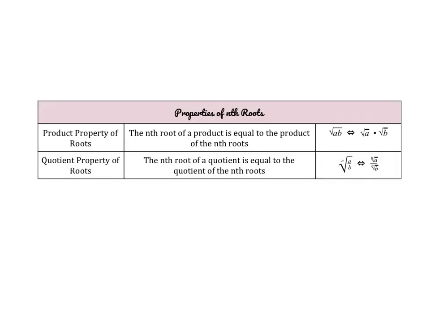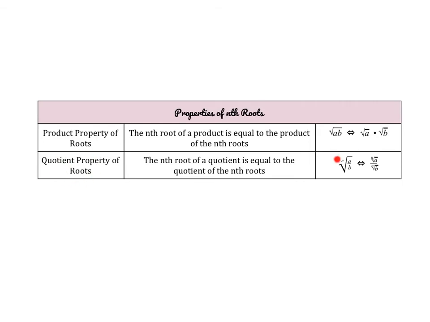Alright, so now, last thing we're going to do for this video is talk about the properties of nth roots. So the product property of roots tells us that the nth root, so any root of a product, is equal to the product of the roots. So we can take anything that looks like this. If it's a product inside the root, we can actually split it up into two separate roots. That's totally legal. Or we could take two separate roots as long as they have the same index, and we can multiply them together.